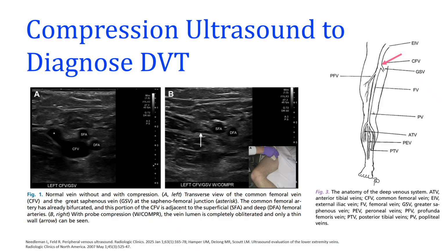The arteries will remain patent with light to moderate compression. The diagram on the right highlights the anatomy of the deep venous system of the lower extremity, including the common femoral vein, which is evaluated in these images and highlighted by the red arrow. The patient and clinician position during this examination is seen in the bottom right-hand corner of image B.